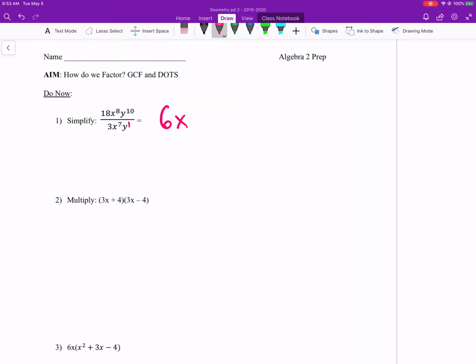So 8 minus 7, which is 1. You don't write an exponent of 1. You can if you want, but it would just be x to the first power. And now same thing for our y's. Keep the y, and then subtract your exponents. So 10 minus 1, which would be 9. And that's it. So just dividing some monomials.